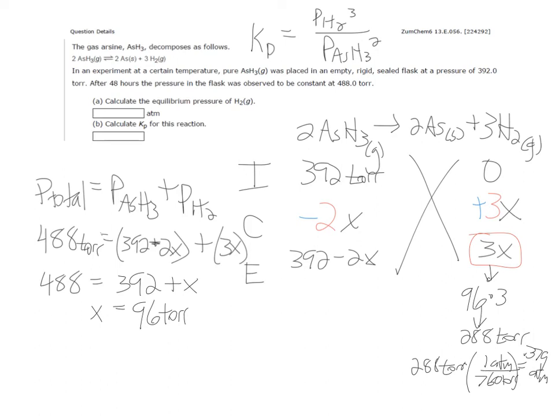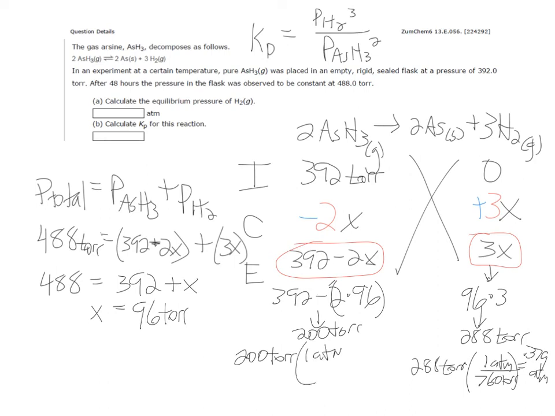For the other substance, the AsH3, 392 minus, if we know that x is 96, and we crunch those numbers, that works out to be 200 torr, and we'll also convert that pressure into atmospheres. And that one works out to be 0.263.